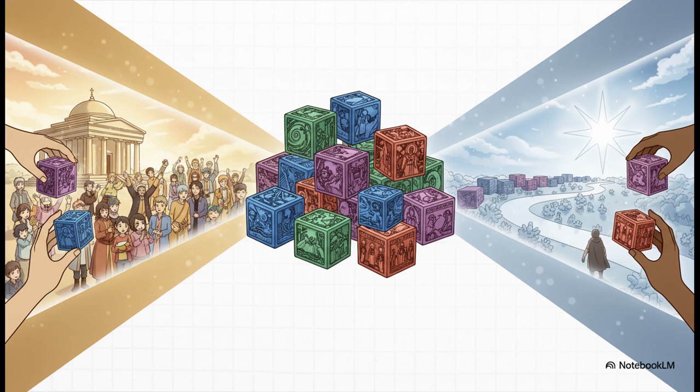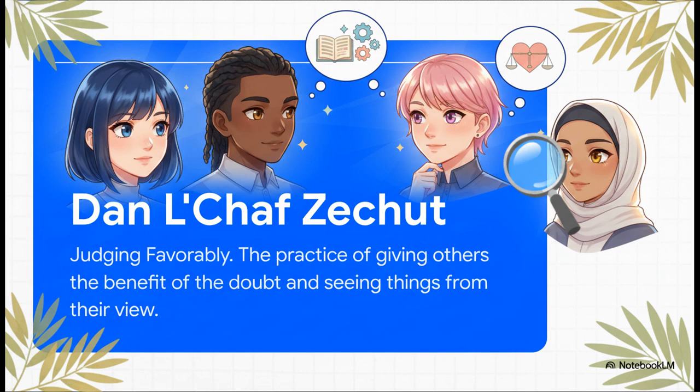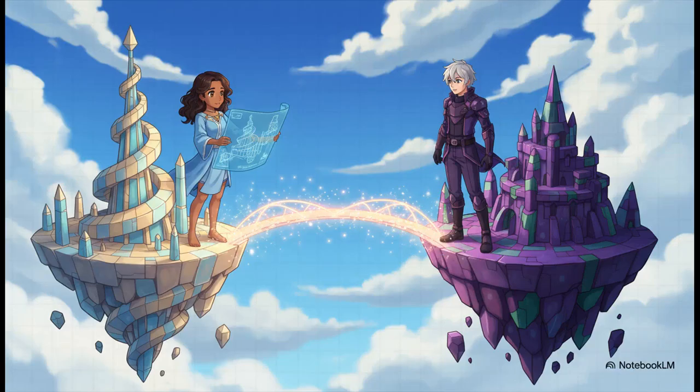In Jewish wisdom, this ties right into the idea of developing our character traits, or midot. The specific trait we can practice here is dan la shechut zechut, which means judging favorably. Instead of seeing one biblical arrangement as right and the other as wrong, this practice pushes us to understand the purpose and the beauty behind both blueprints. It's all about making a real effort to see the world from someone else's point of view before we rush to judgment. So here's our challenge for this week.